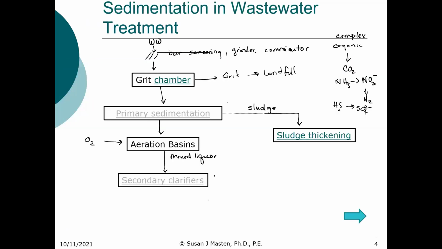Now, some portion of the sludge from the secondary clarifier is returned back to the aeration basin as return activated sludge that contains high concentrations of microorganisms, and we need those microorganisms to degrade the organics in the aeration basins. And then some portion is wasted, and that is referred to as waste activated sludge, and that would go on for further treatment, typically thickening, dewatering.